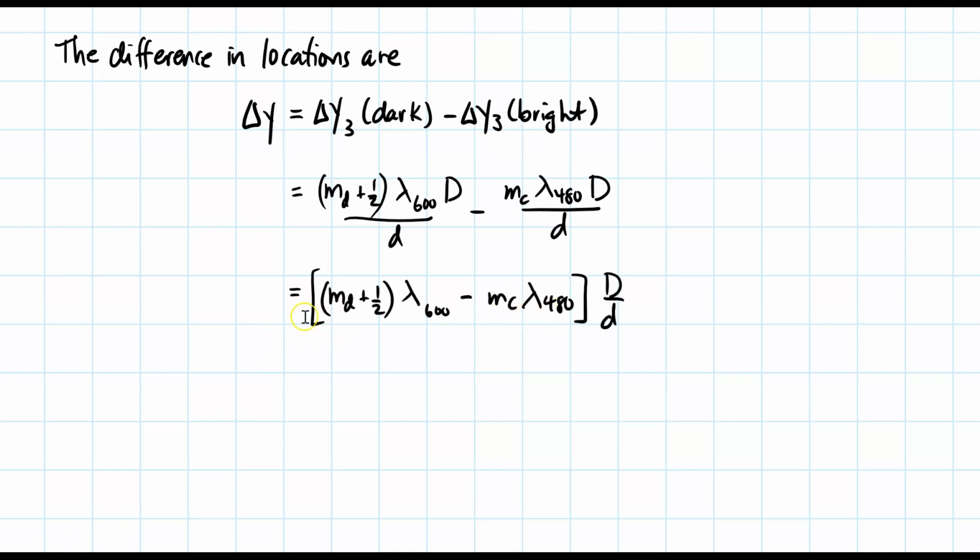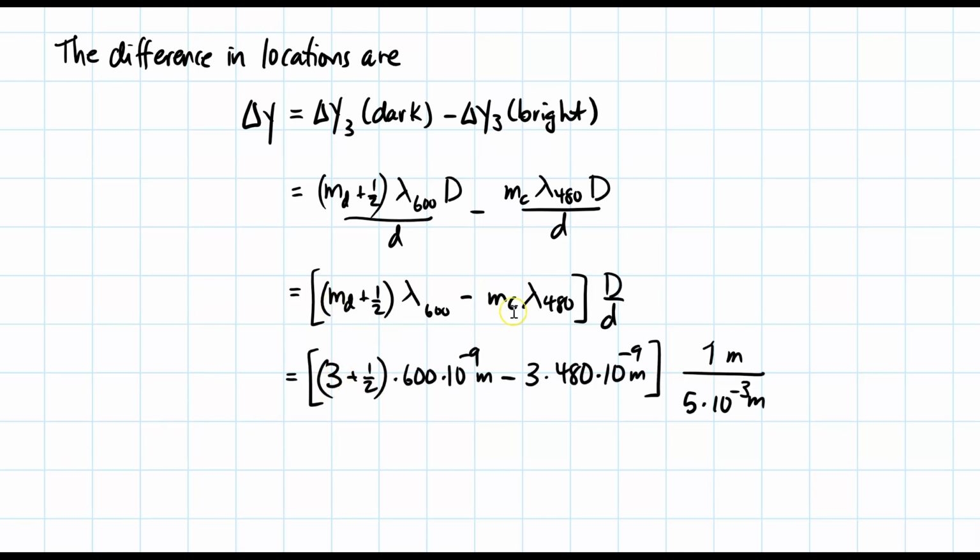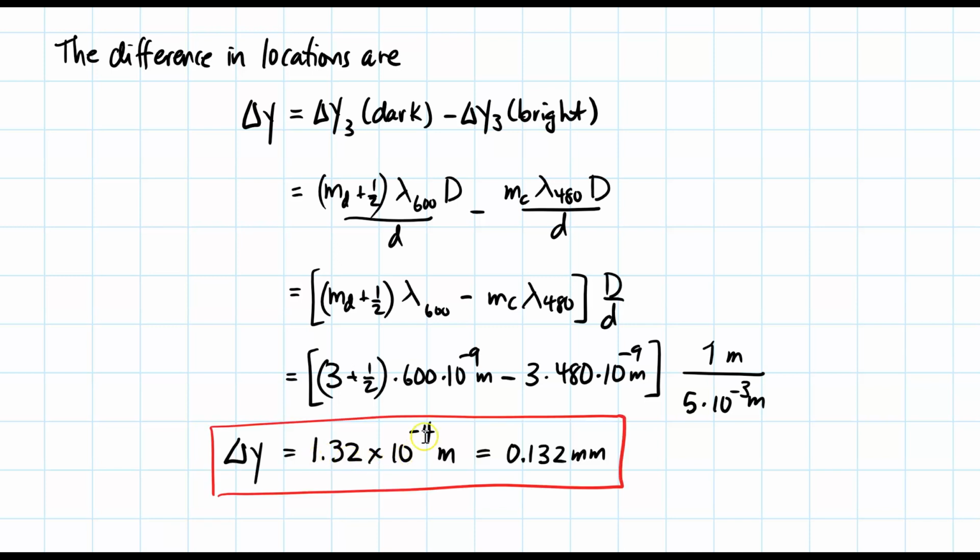And now I start to put in my numerical values for these. So for m_D it's 3, for m_C it's 3, I put in my wavelengths, my screen distance, and my slit separation, and this is what I get: 1.32 times 10 to the negative 4 meters, or 0.132 millimeters. That's the separation between the third order dark minus the third order bright.